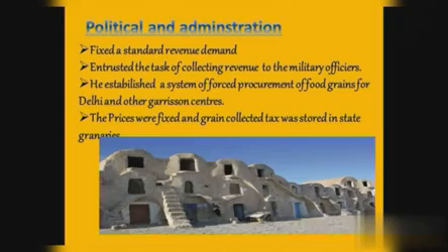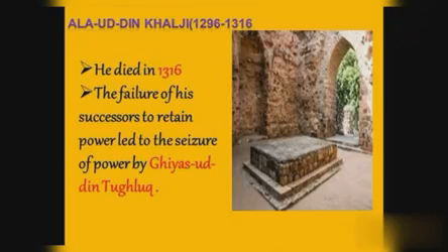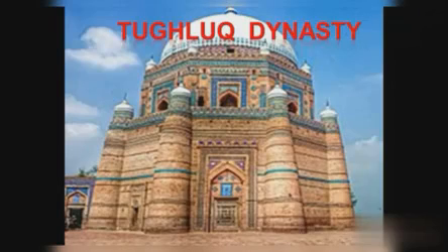In order to ensure the enforcement of his new regulations, he employed spies who were responsible to report to him directly. Alauddin died in 1316. The failure of his successors to retain power led to the seizure of power by Ghiyasuddin Tughlaq, who founded the Tughlaq dynasty. From here started the Tughlaq dynasty.